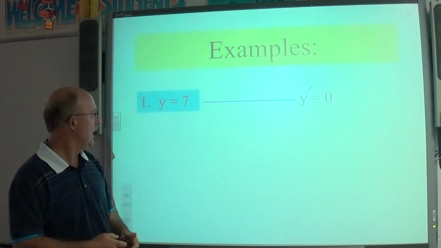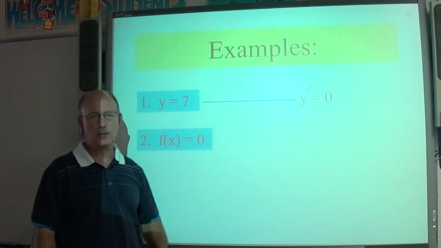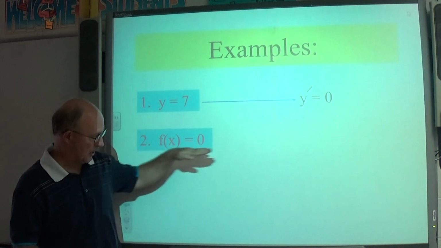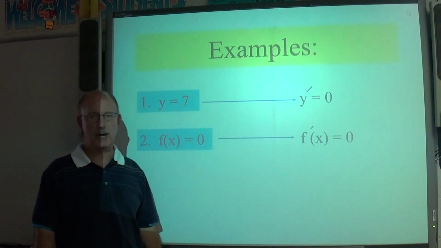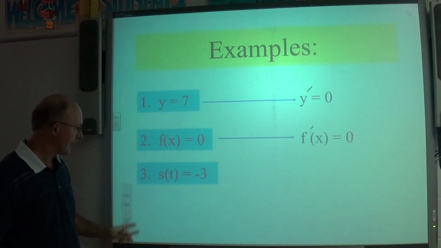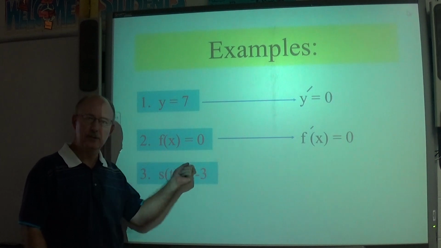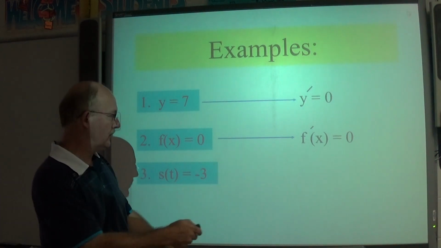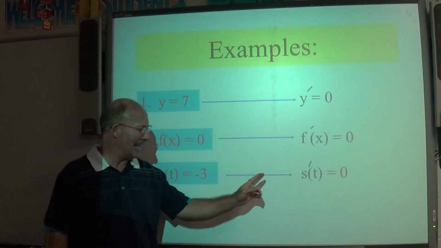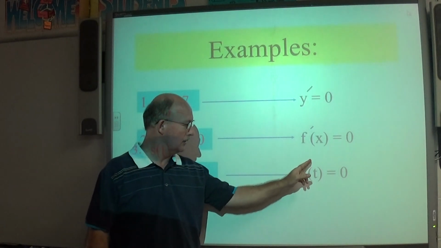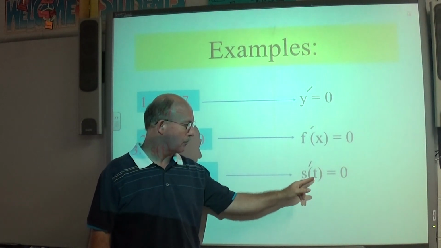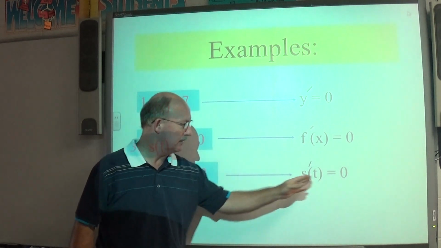Next, what about f of x equals 0? Once again, another horizontal line. The derivative, you got it, 0. What about s of t equals -3? Well, -3 is a constant. The derivative of any constant is 0. So s prime of t, where the little dash indicates prime, that's the notation for the derivative, is equal to 0.